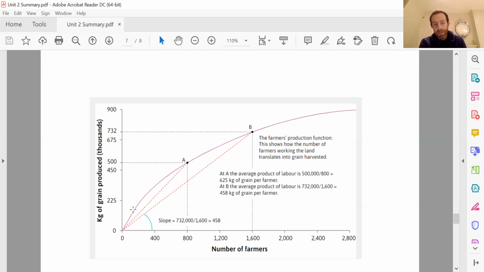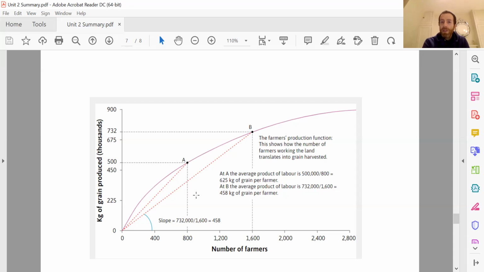This kind of production function is a concave production function, where as we go further to the right, the slope of the line is getting shallower and shallower. This is going to lead to both diminishing average product and diminishing marginal product.